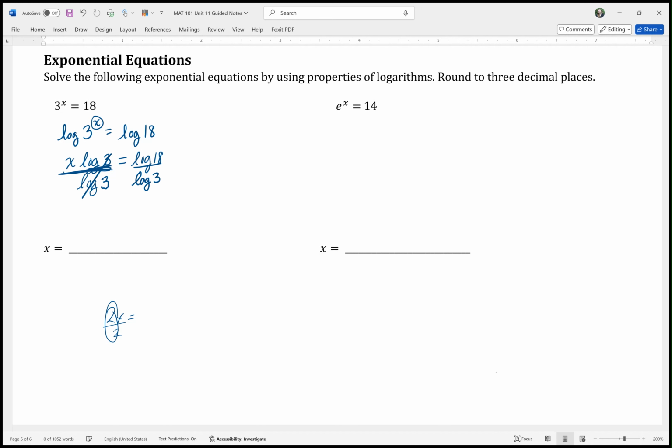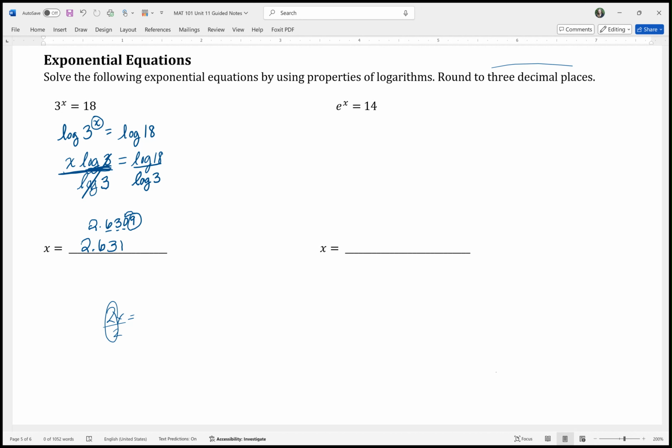That's going to cancel here, and this is going to give me this expression that I'm going to put in the calculator to determine an answer. And this says round to 3 decimals, so that's what we're going to do. So we've got log of 18 divided by log of 3. This gives me 2.6309. If I'm rounding to 3 decimals, 1, 2, 3, the fourth needs to round that up. So this would be 2.631.